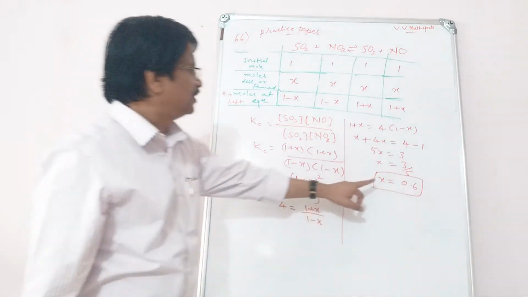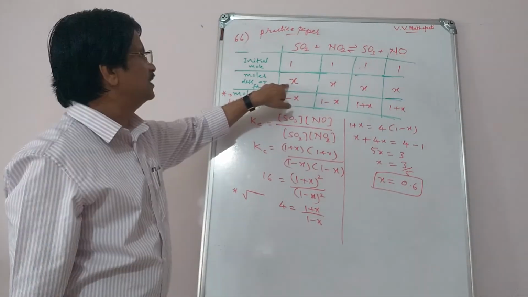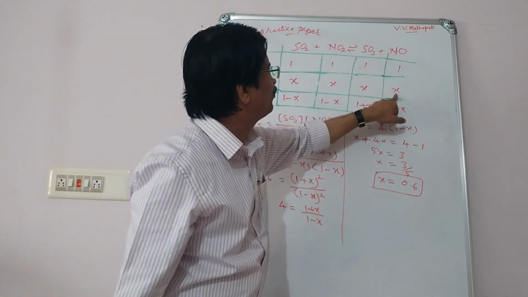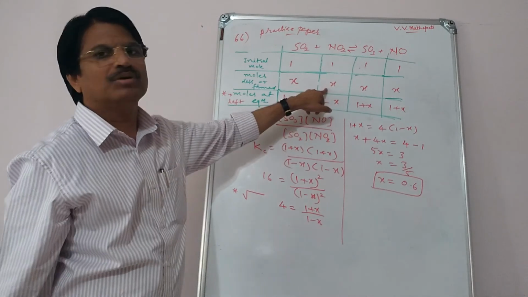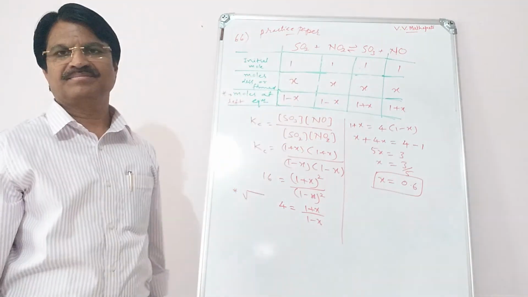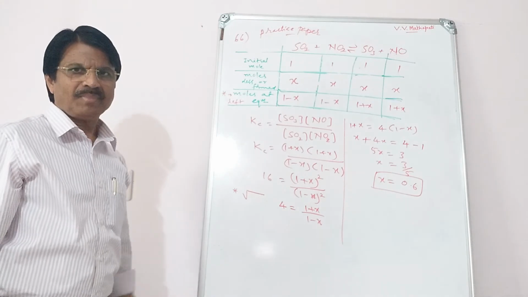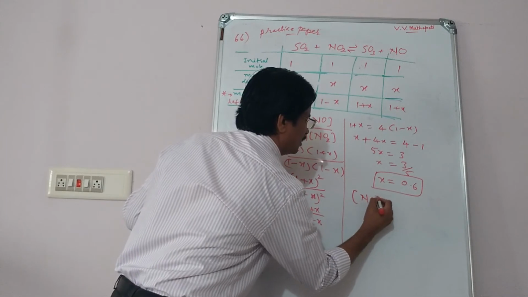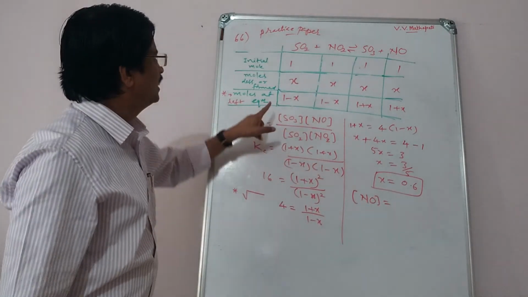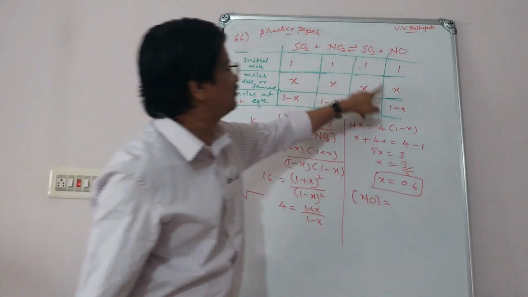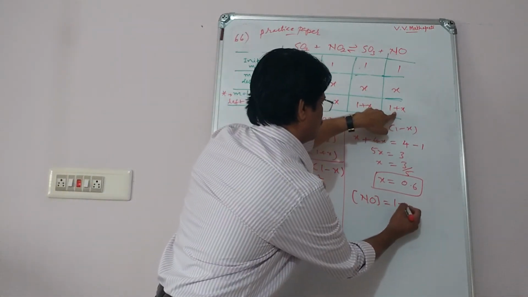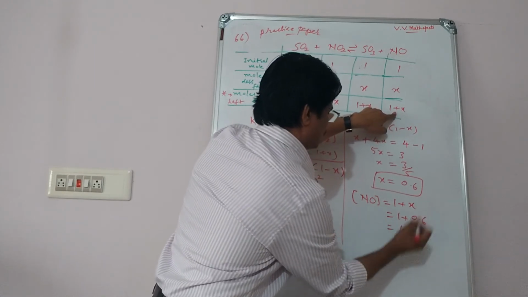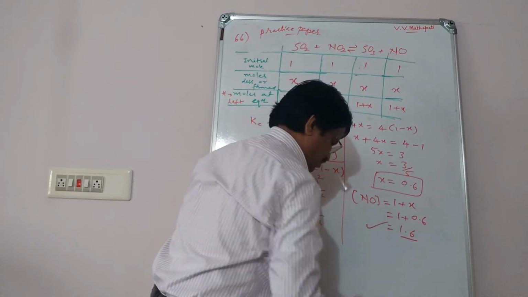Yes, I calculated the x value. And what is x? The number of moles of NO formed, or SO3 formed, or NO reacted, or SO2 reacted. That is x. But in the question they asked for the concentration of NO at equilibrium. At equilibrium, the concentration of NO equals 1 plus x, 1 plus 0.6, which is 1.6. Final answer: 1.6.